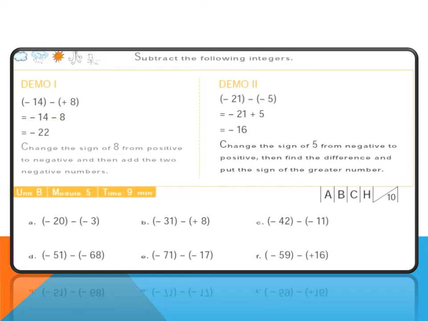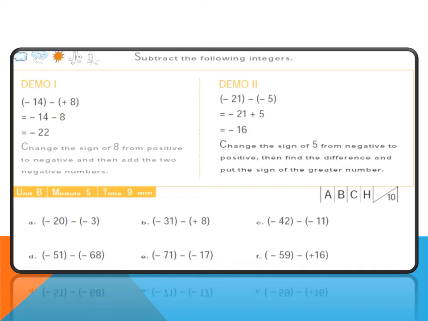In the same way, look at demo number 2. Minus 21 minus within bracket minus 5. So minus multiplied by minus gives you a positive sign. So our expression becomes minus 21 plus 5. So when there is a negative sign and a positive sign, the operation will be a subtraction. That means 21 minus 5 will give you 16.